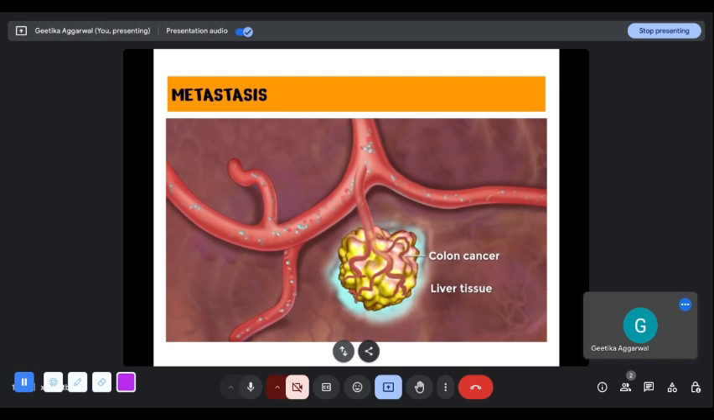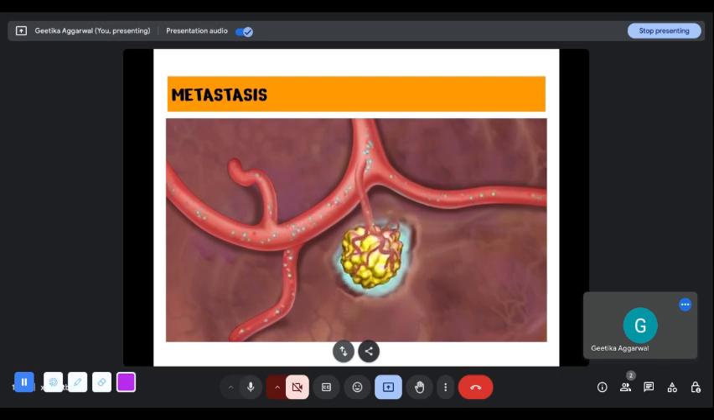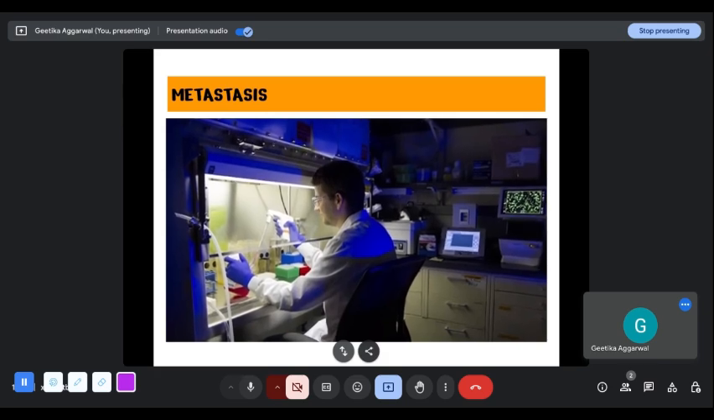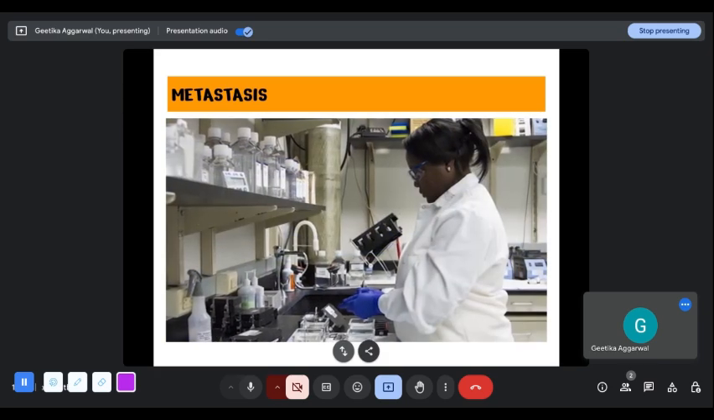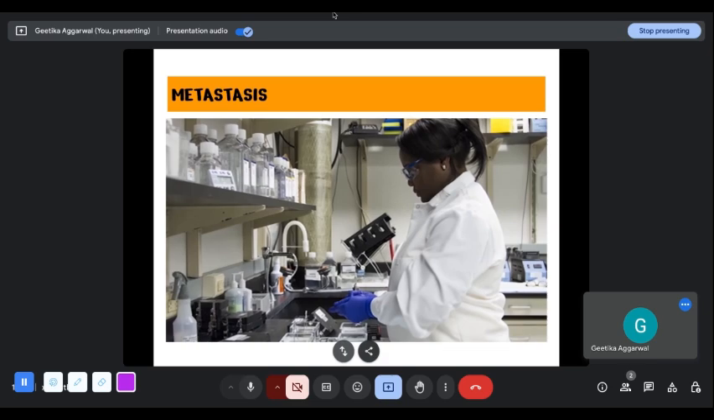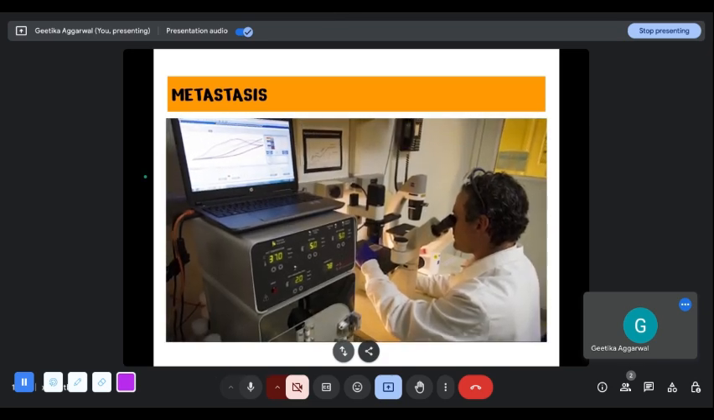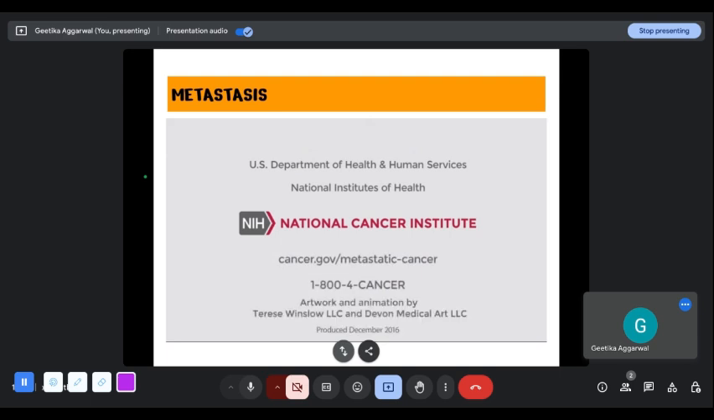Metastatic colon cancer is usually treated with drugs and other therapies used to treat colon cancer. Researchers at the National Cancer Institute and other research organizations are studying metastasis and ways to prevent it. Preventing metastasis will help prevent many cancer deaths.